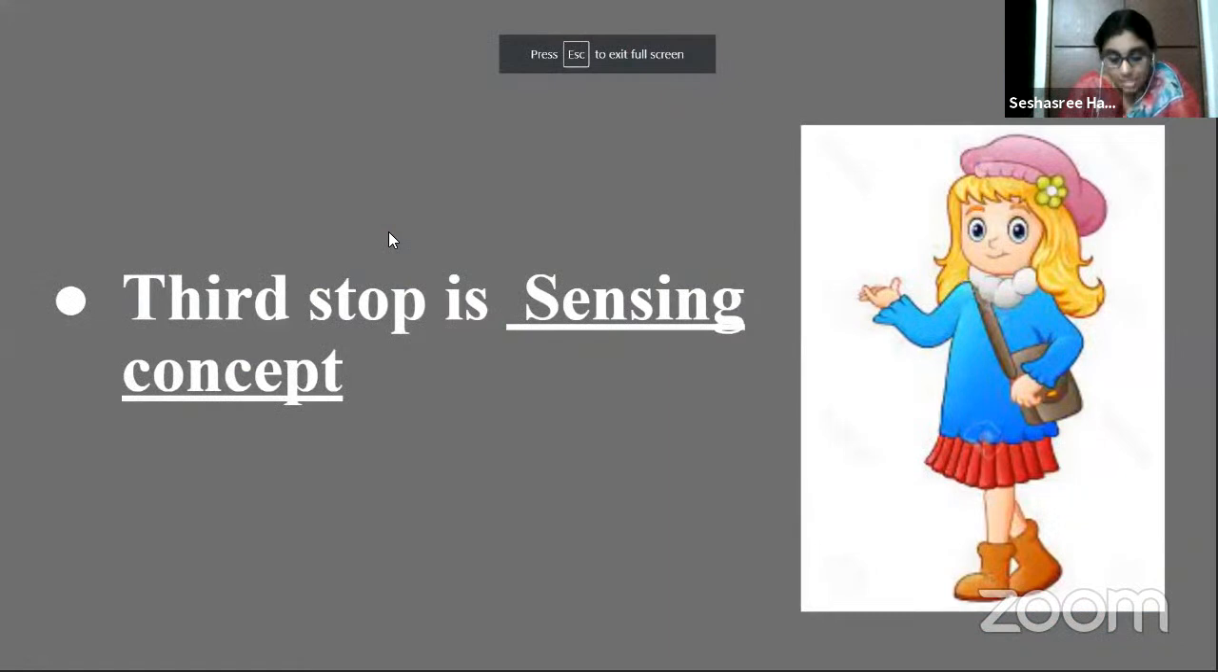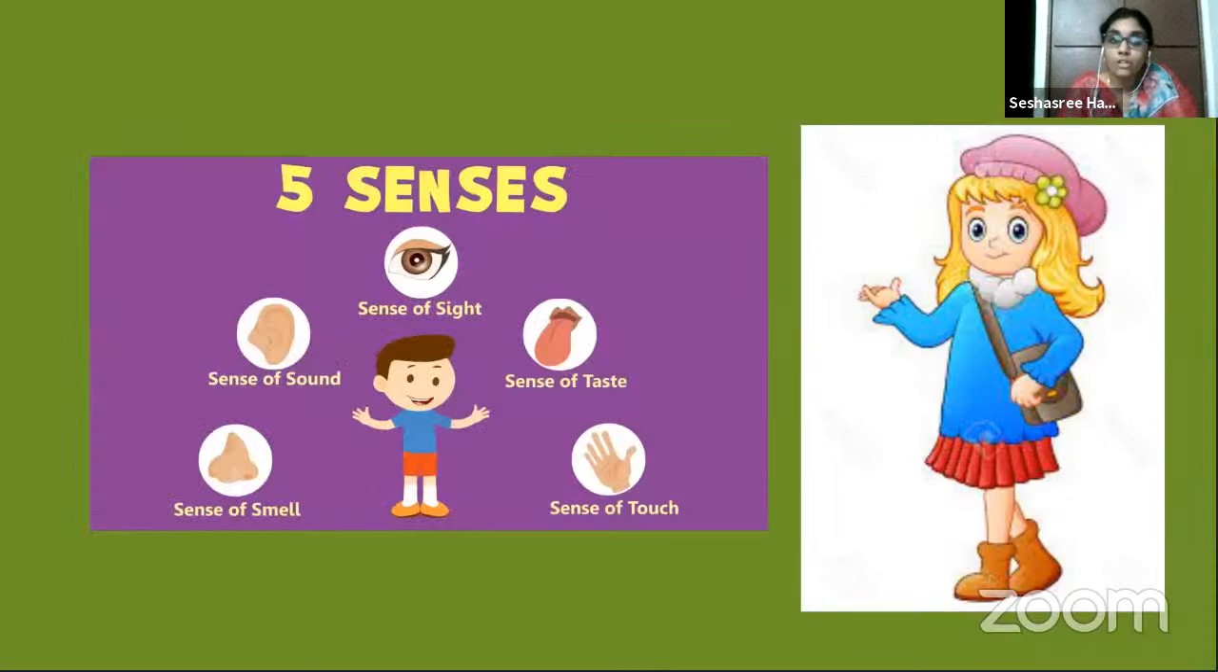Third stop is the sensing concept. So sensing, what is sensing in our daily life, in our science life? In our body, we have five important sense organs. What are those? Eyes, ears, nose, tongue, and skin. We have five different sense organs. Why are these called sense organs?